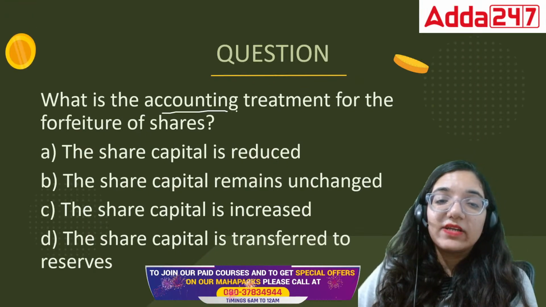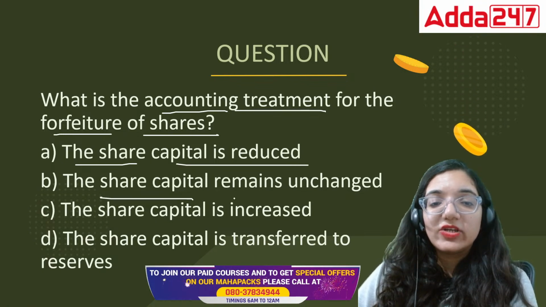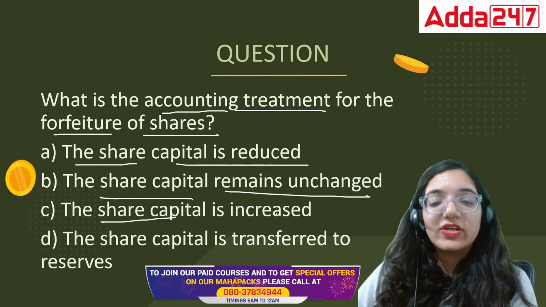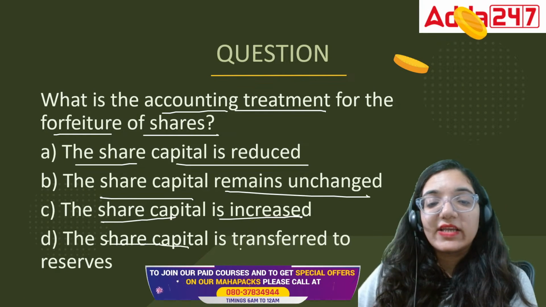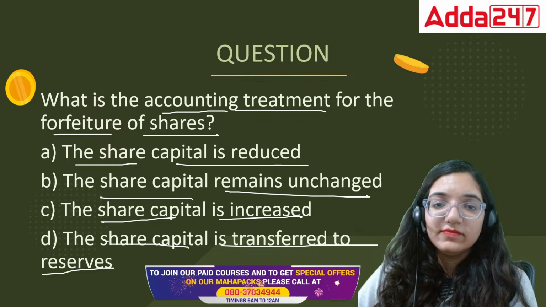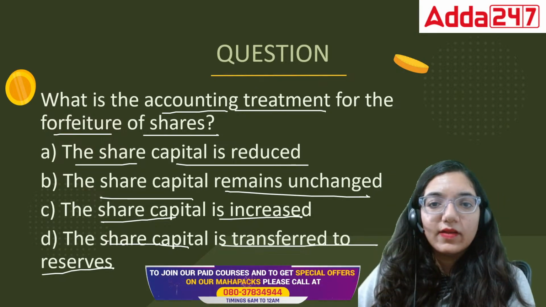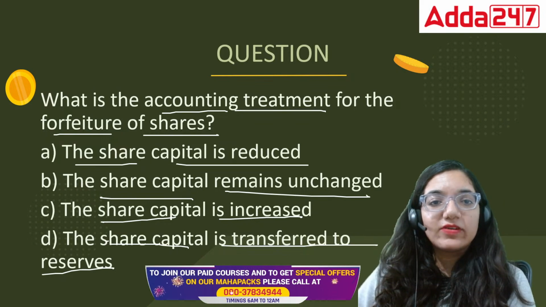What is the accounting treatment for the forfeiture of shares? The share capital is reduced, the share capital remains unchanged, the share capital is increased, or the share capital is transferred to the reserves. What would be the answer, everyone? What is the accounting treatment for forfeiture?